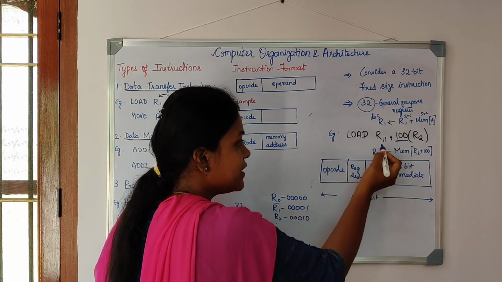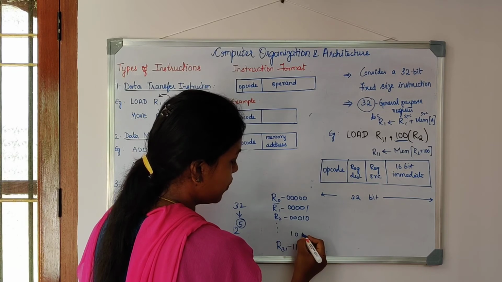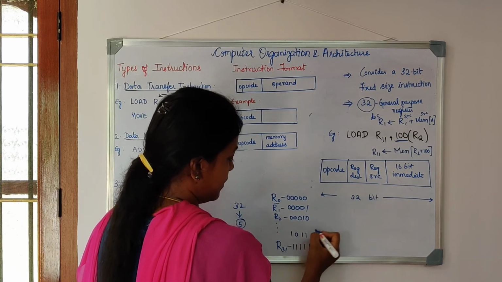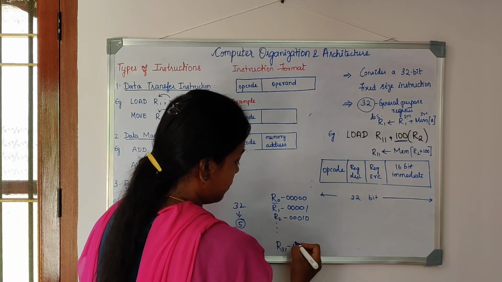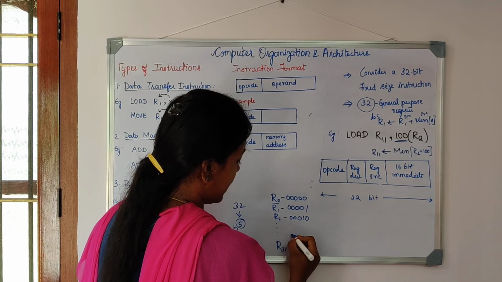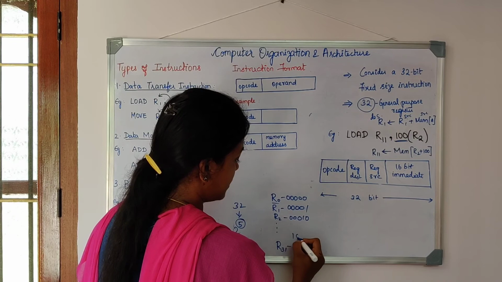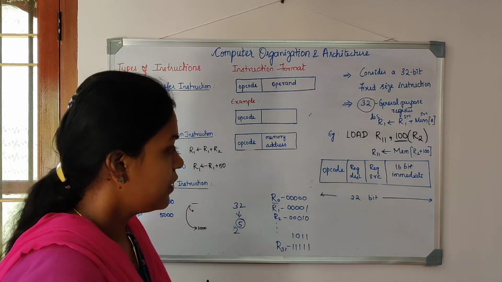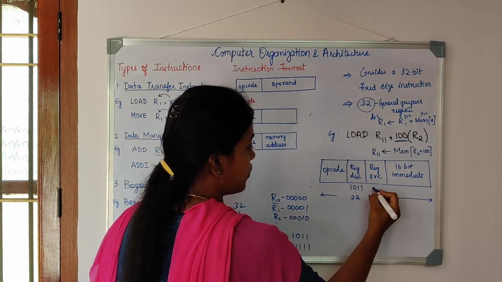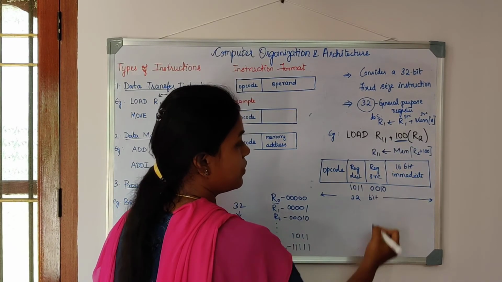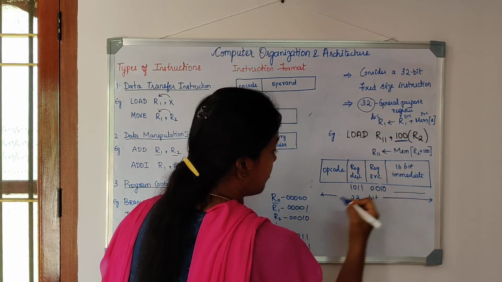So when my destination is R11, 11 can be written like this: 1011. So 1011 is 11, right? 8, 4, 2, 1. No, sorry, 1011. 8, 9, 10, 11. Yes, 1011 is for 11. Okay, so 1011 is the destination. What is your R2? R2 will be 0010. The 16-bit immediate is 100; you have to represent 100 in binary.